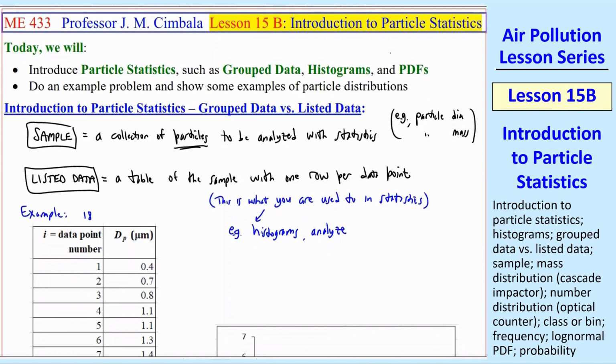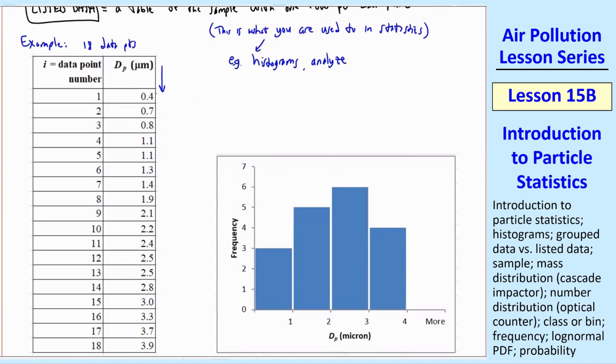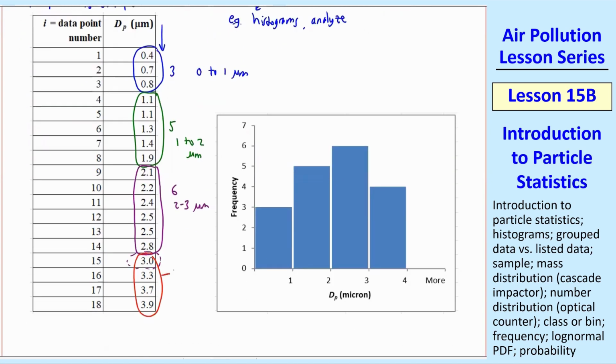I put together a little example using 18 data points. I arranged them in increasing order of particle diameter. A quick glance here shows us that we have 3 data points in the range 0 to 1 micron. We have 5 data points in the range of 1 to 2 microns. We have 6 in the range 2 to 3 microns. It's not real clear whether we count that 3 or not. Let's count it with this one. So there's 4 in the range 3 to 4 microns.